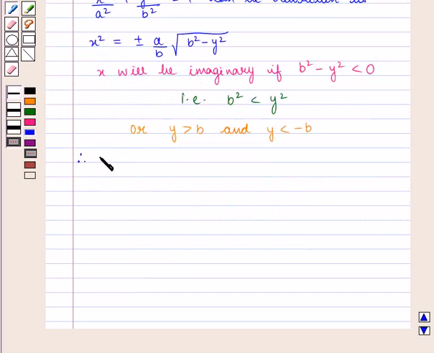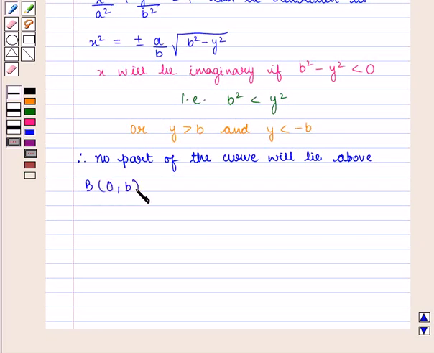Therefore, no part of the curve will lie above point B with coordinates 0, b or below point B dash with coordinates 0, minus b.